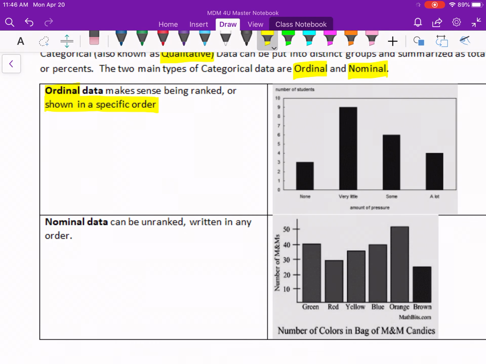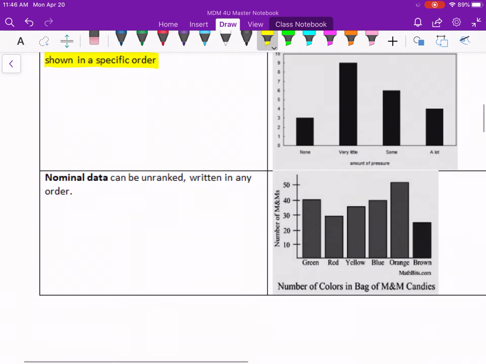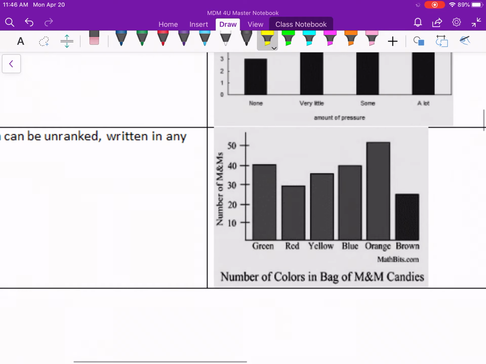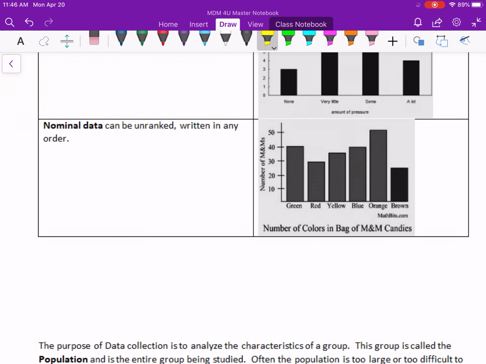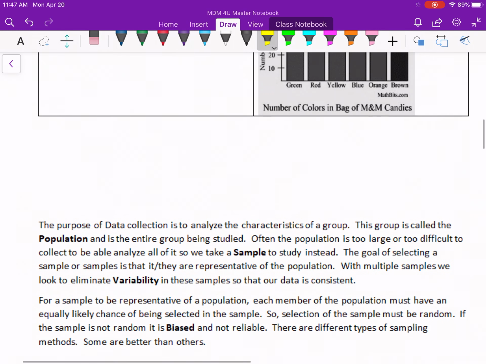So ordinal means order, whereas nominal is unranked stuff, where order doesn't make sense really. So the example shown here, number of colors in a bag of M&Ms. This goes green, red, yellow, blue, orange, brown, but there's no reason behind that order. Green didn't have to come first, brown didn't have to come last. Green isn't any better or worse than any other color, though you might disagree. So there's no order, so that's what nominal is. If you can't put a logical order on things, then it's nominal. All right.